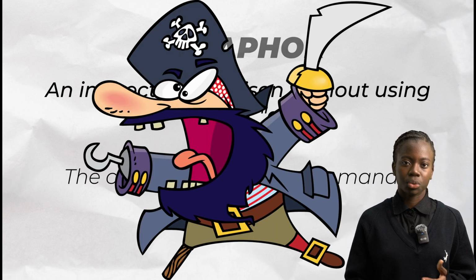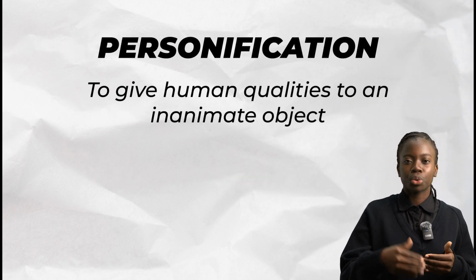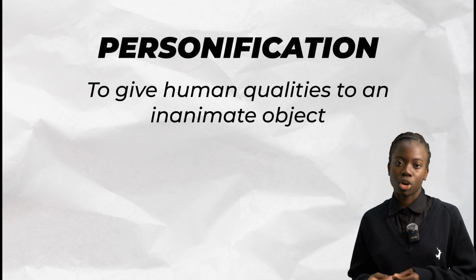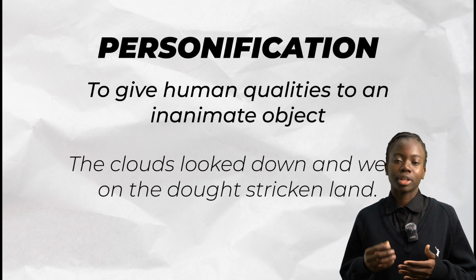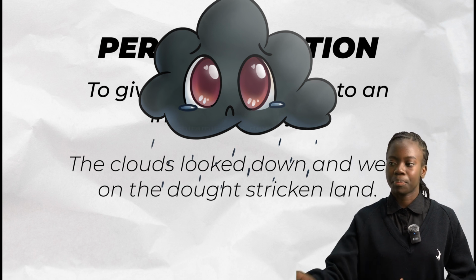And the second one would be personification. This is to give human qualities to an inanimate object. For example, the clouds looked down and wept on the drought-stricken land.